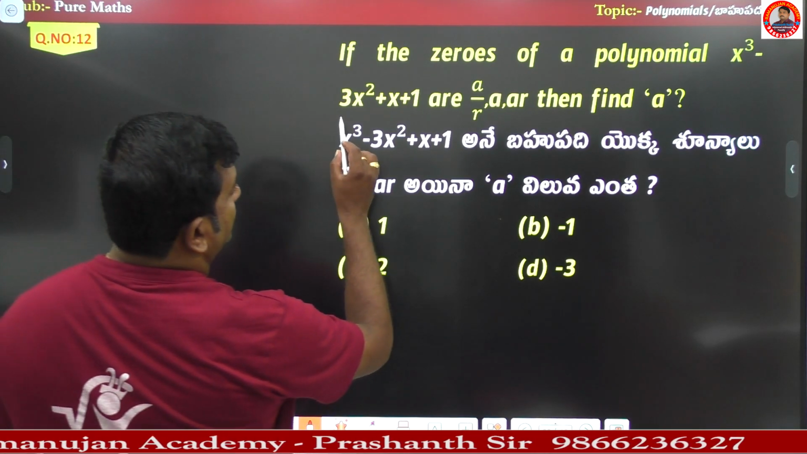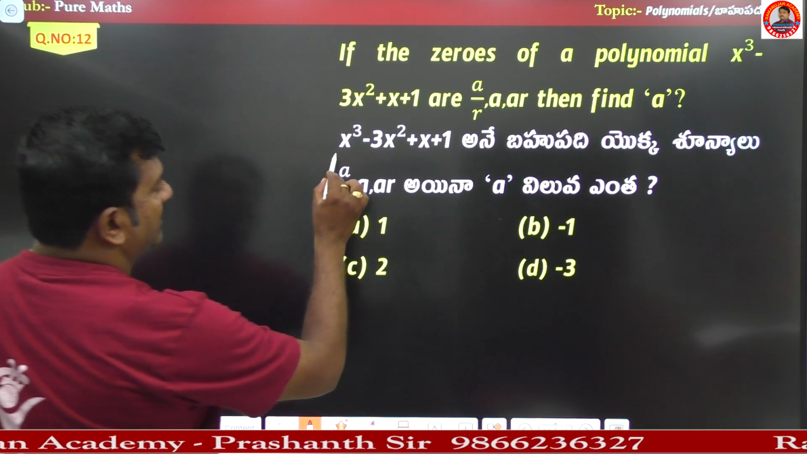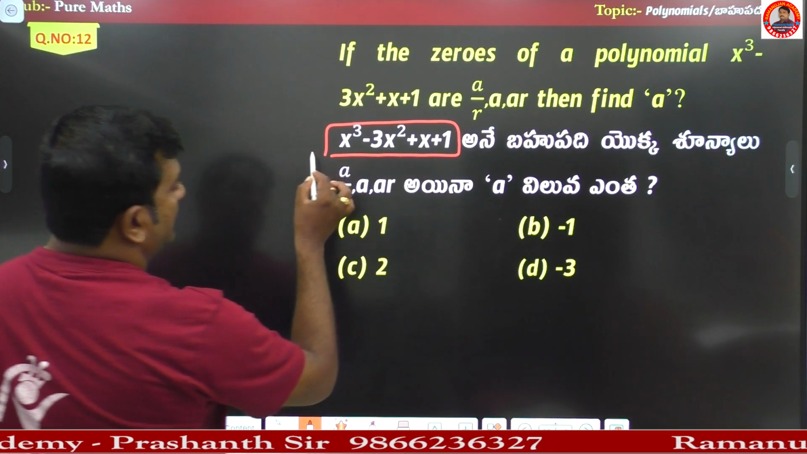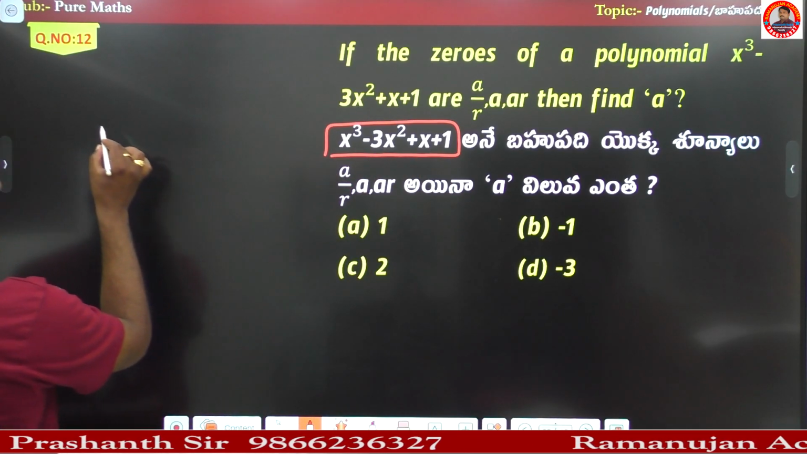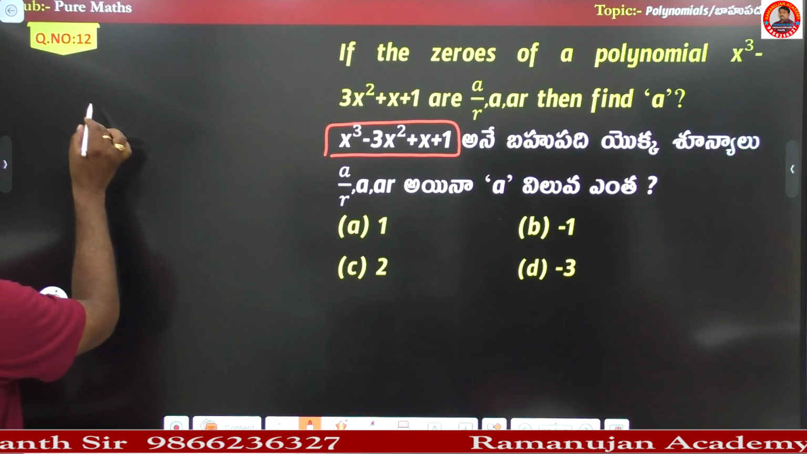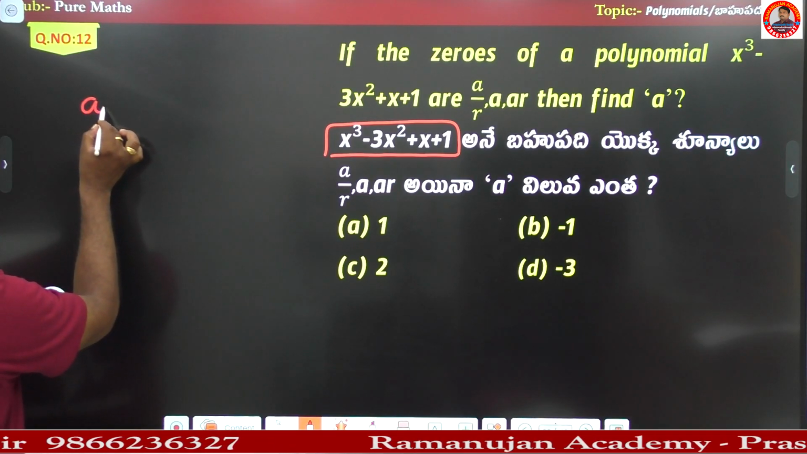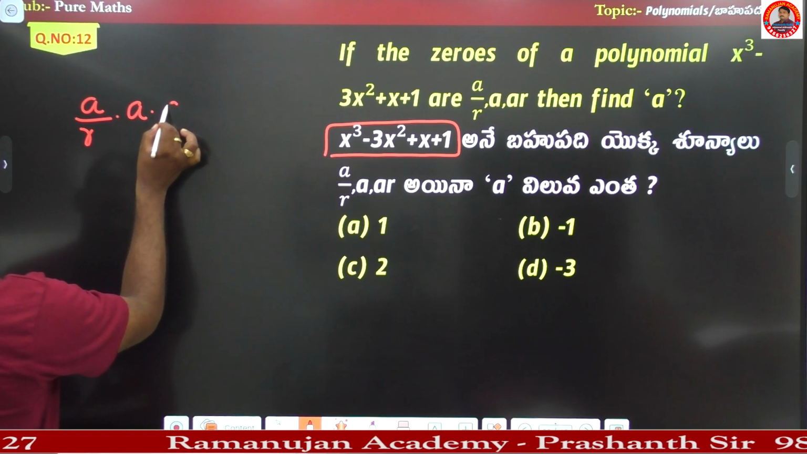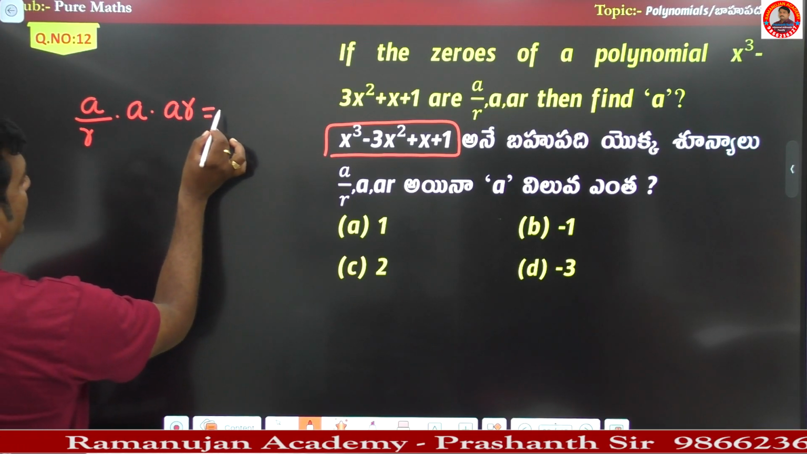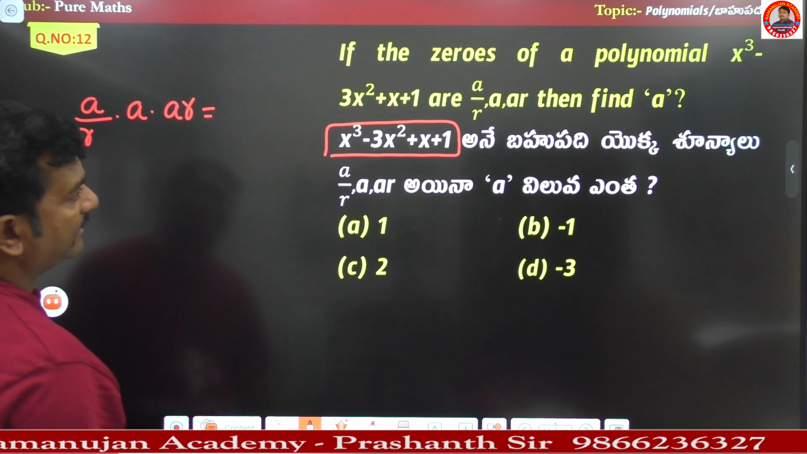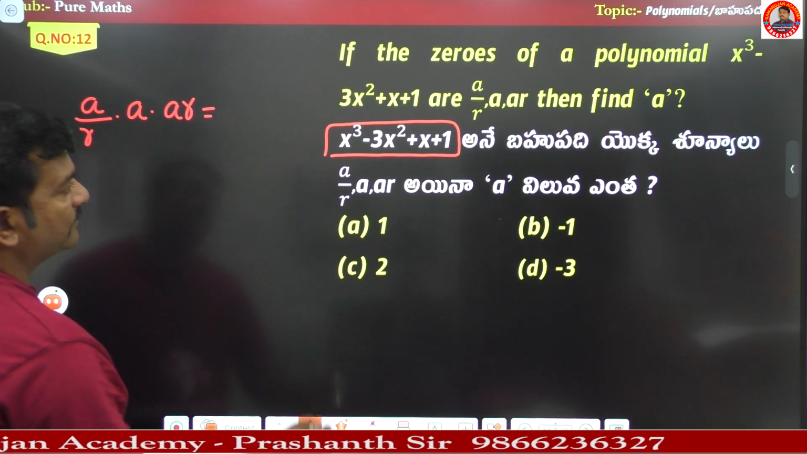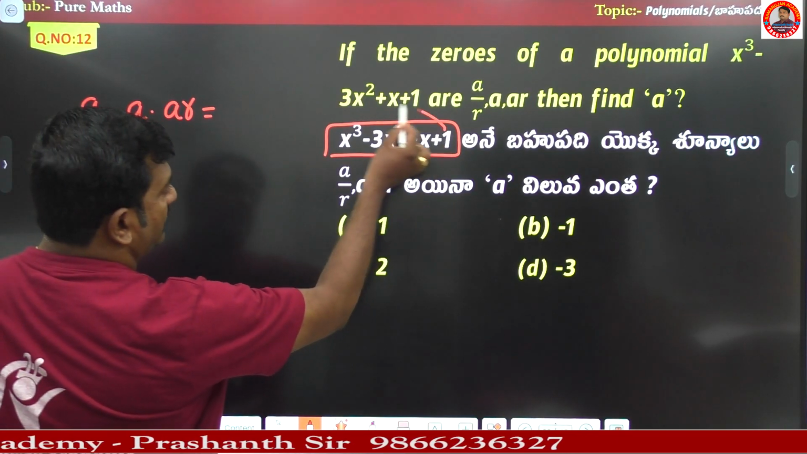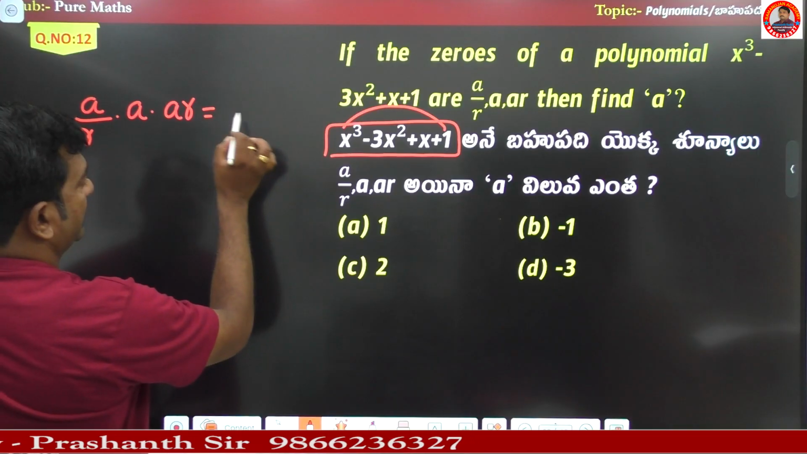Again, it's a cubic polynomial. We'll try to find the product of the roots. What is one root here? One root is a by r. The next one is a, and the next one is ar. A by r, a and ar. Product of the roots means minus d by a.